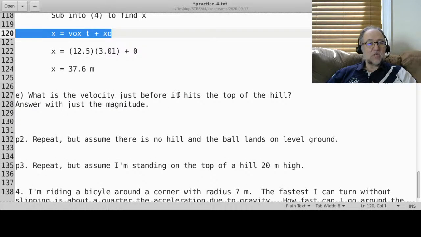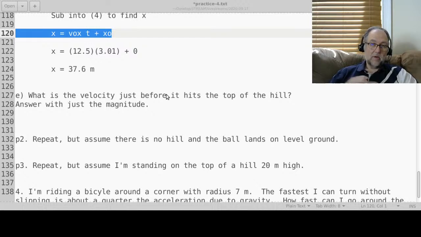And then the last question here is what is the velocity just before it hits the top of the hill? I say just give me the magnitude. Now, the velocity is a vector. So that velocity just before it hits the top of the hill is a vector, and it's got an x and a y component. So we're going to need vx and vy right there just before it hits the top of the hill. In other words, vy is not 0. Don't make that error. But I'm not asking for vx and vy, I'm asking for the magnitude.